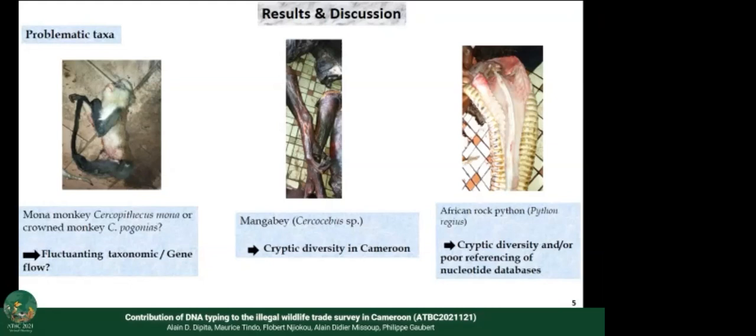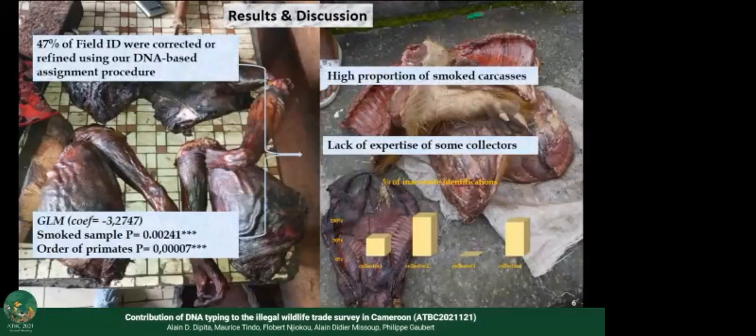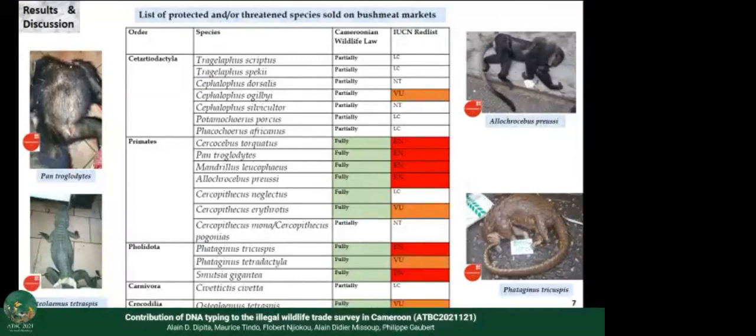Half of our field identifications were corrected or refined. The smoked state and the primate order are the categories most involved in misidentification. This error can be explained by the lack of expertise of some collectors and the high proportion of smoked carcasses. Our approach allowed us to confirm the occurrence of protected and threatened species such as chimpanzee, red-capped monkey, and common pangolins.